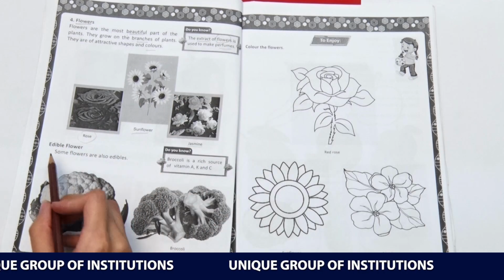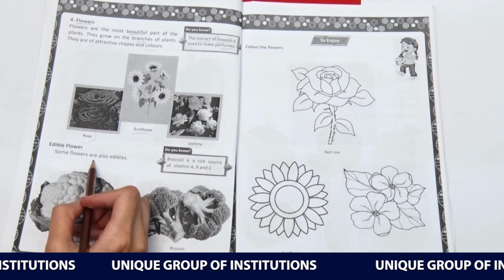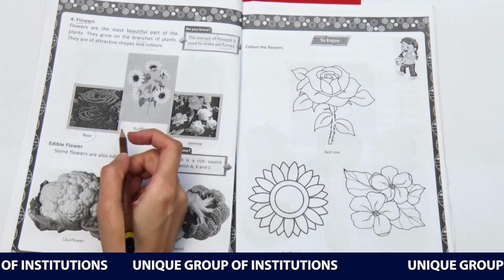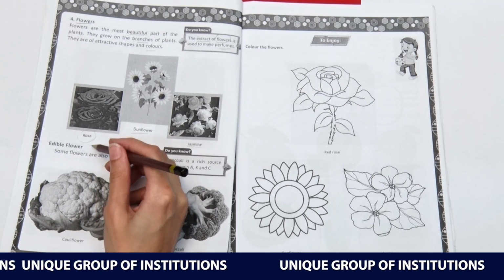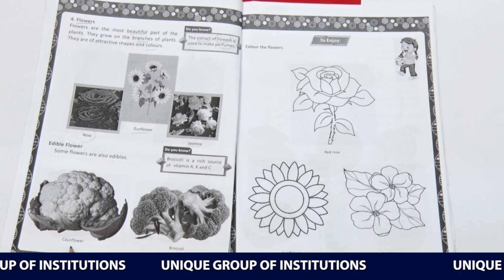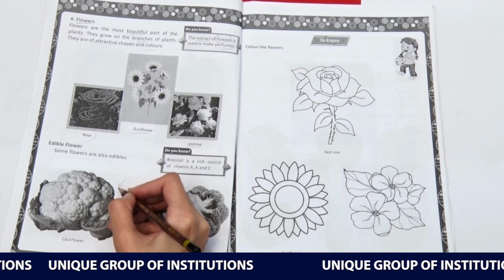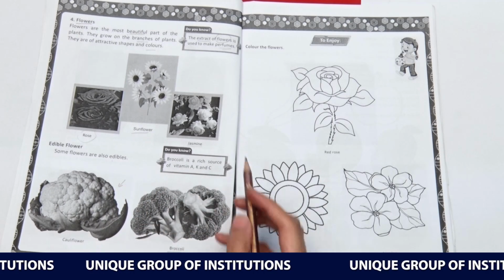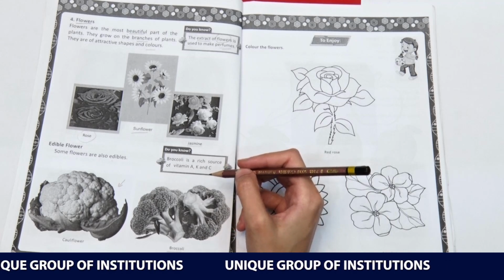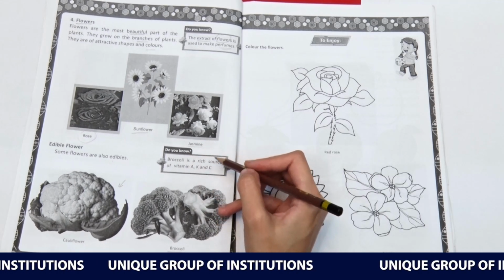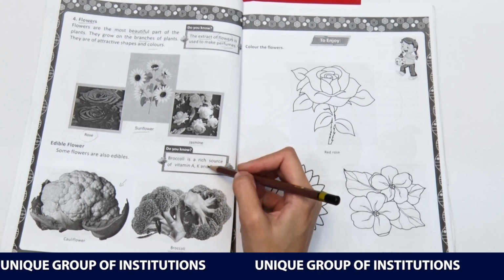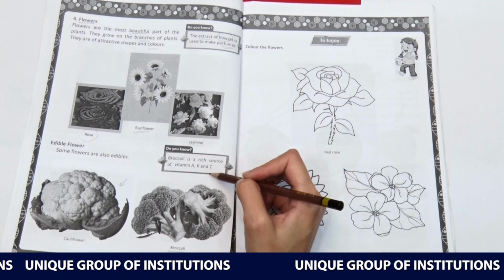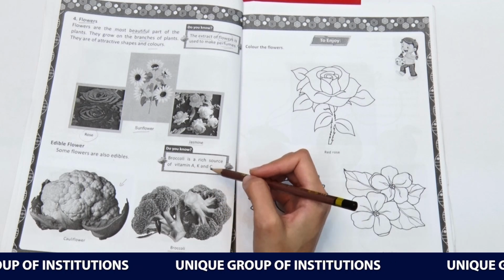Now we are going to discuss the edible flowers. Some flowers are also edible, as we have discussed previously that some leaves are also edible. Just like that we have flowers that are also edible. Now cauliflower, here it is, we say band gobi in Urdu. And the broccoli is also cooked at home by your mothers. Broccoli is a rich source of vitamin A, K and C. What we get from the broccoli is the vitamin A, K and C that is very essential for our body.